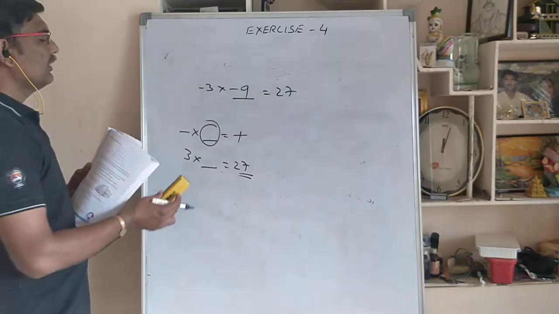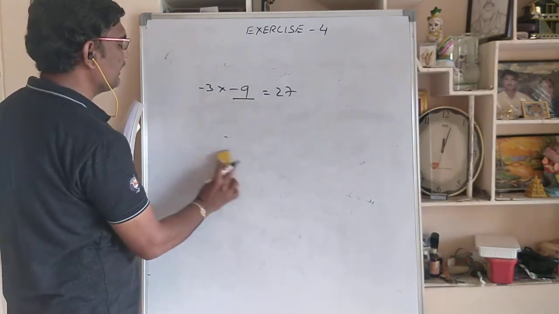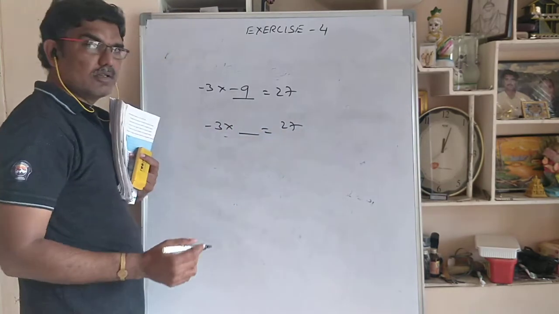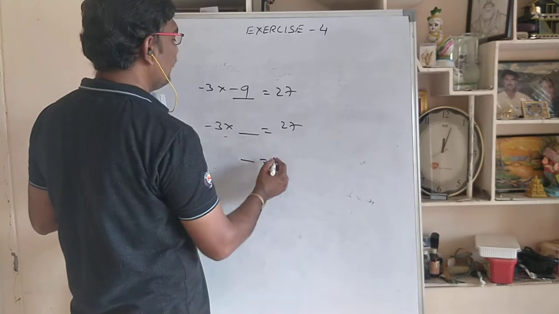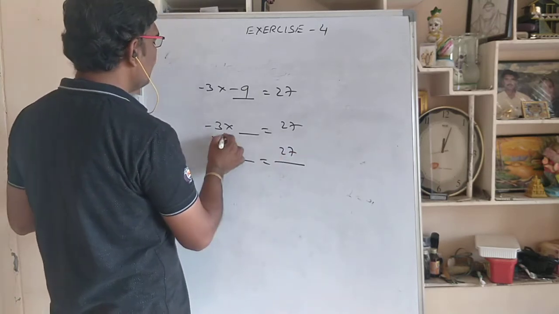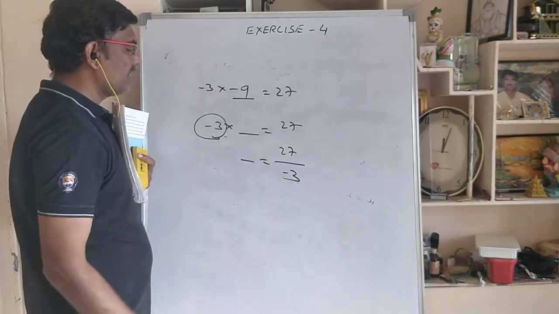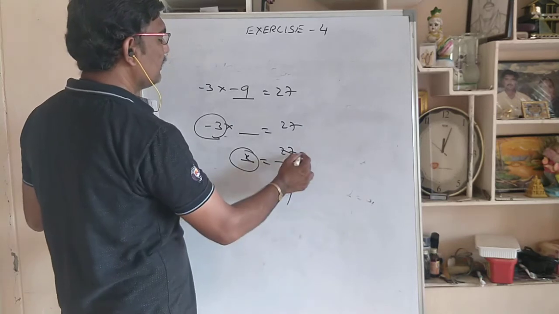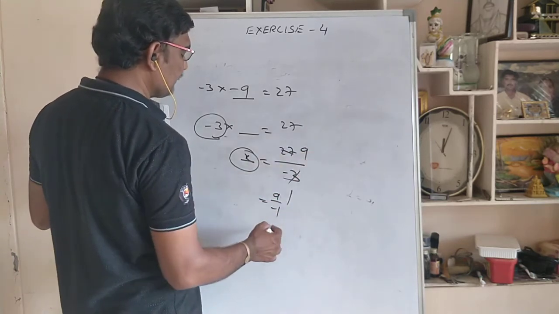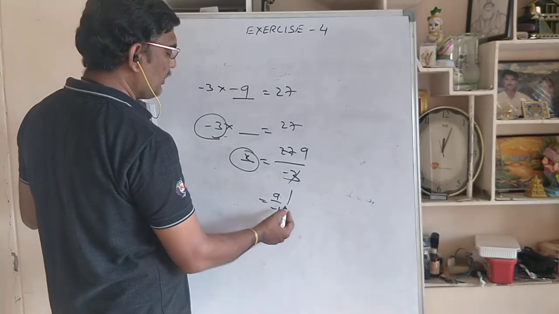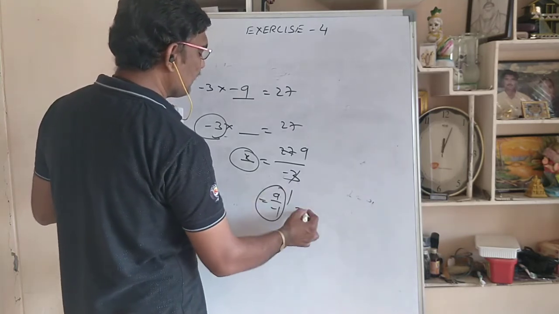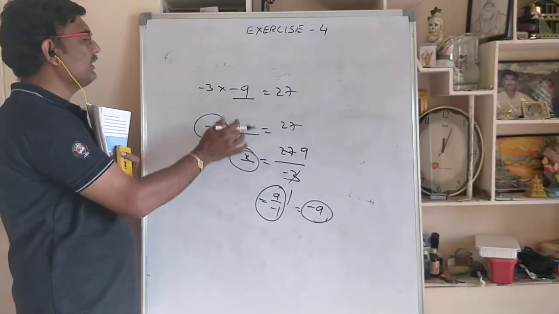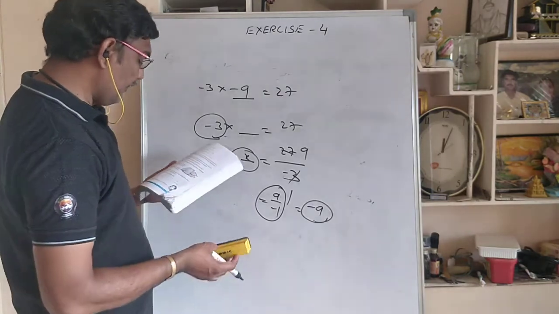This is one method. If you do not understand this method, what you have to do is: -3 into dash is equal to 27. Keep a dash here only. 27 should be written in the numerator. This number should be written in the denominator. It is not minus, it is the x value. Now 3 ones are 3, 3 nines are 27. You are getting 9 by -1. So you should not write minus in the denominator. 9 by -1 is nothing but -9. So this answer I have to write here. Two methods are there: one method and another method. Okay. Next, go for another question.